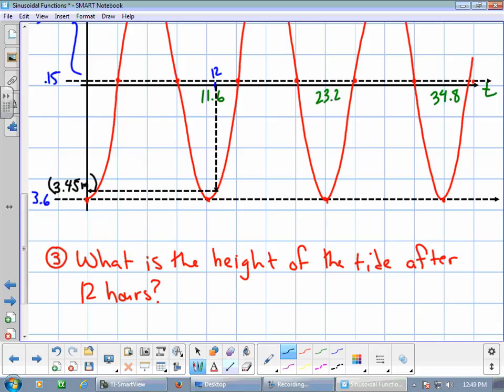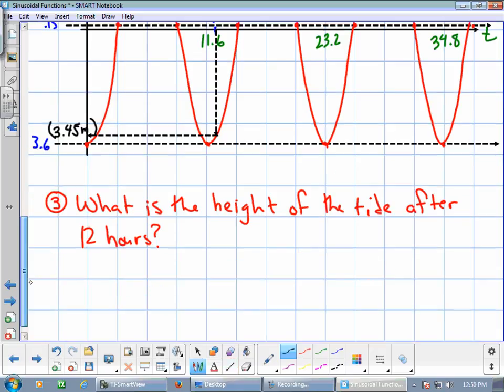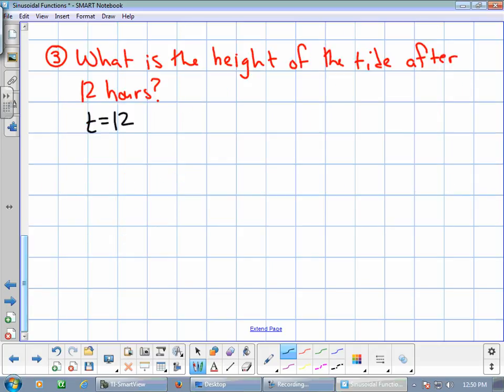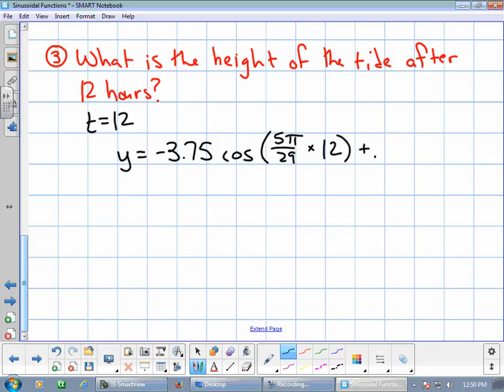Is there a way I can do this more specifically? Plug in 12 for t, right? T here equals 12. And so let's plug 12 in for t in the equation. Y equals negative 3.75 cosine of the quantity 5 pi over 29 times 12 plus 0.15. Oops, no parenthesis there at the 0.15.